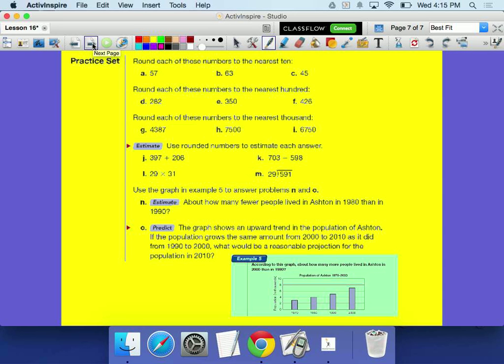Go ahead and do a practice set. I put the graph that you need down here. If you need to flip back in the video to look at a bigger picture of it, go ahead. Another long practice set, but go ahead and do all the problems. If you have any questions, bring them to class.